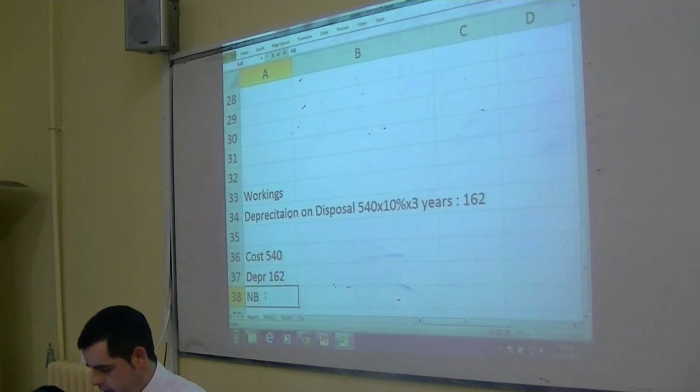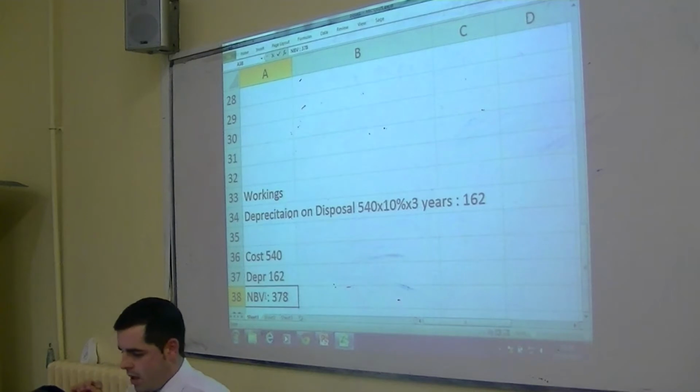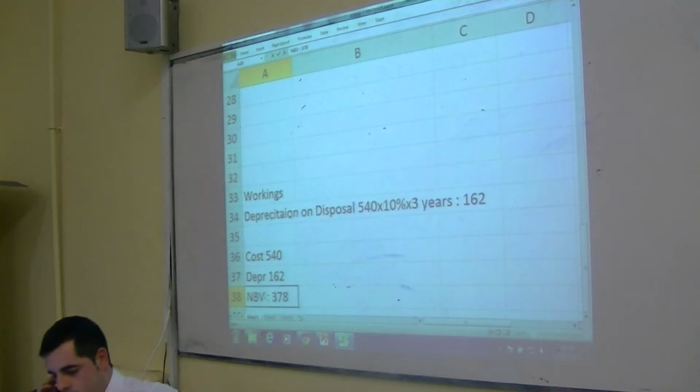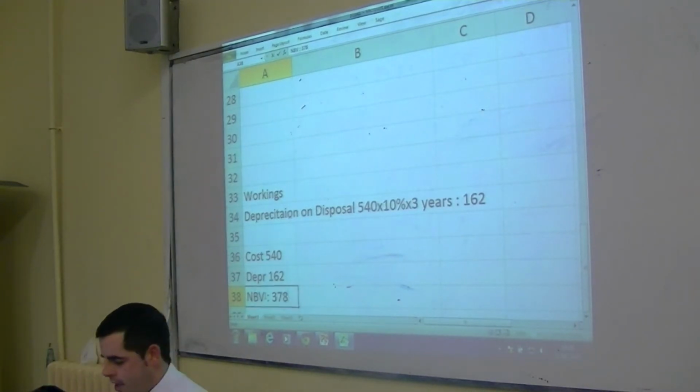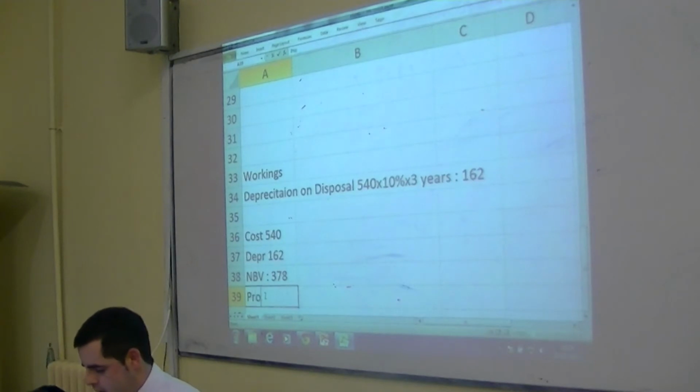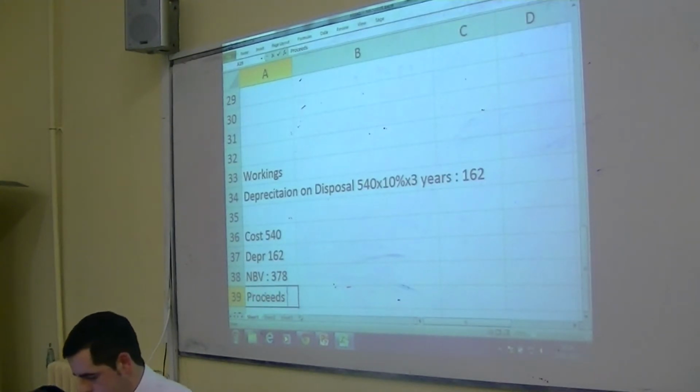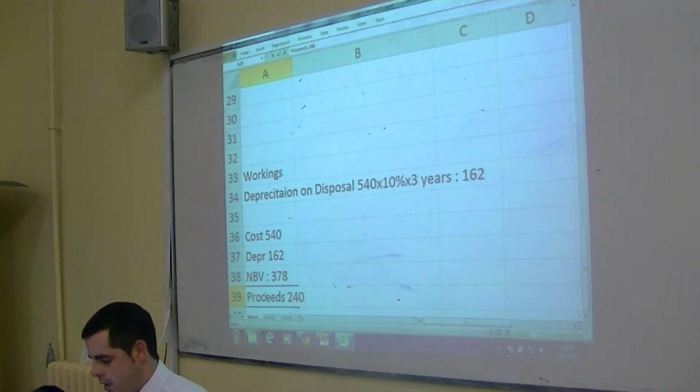So if you take them away from each other, that will give us our net book value, 378. So cost 540, after depreciating by 162, it's worth 378. And what were the proceeds? 240. So is that a profit or a loss? A loss.